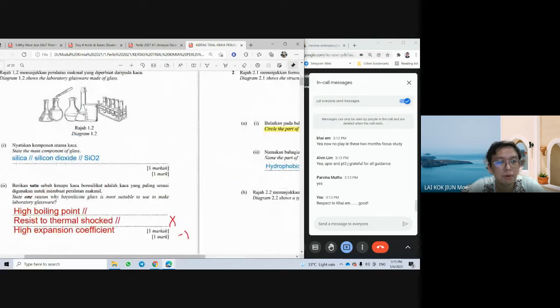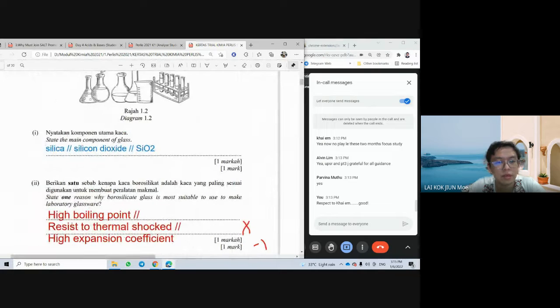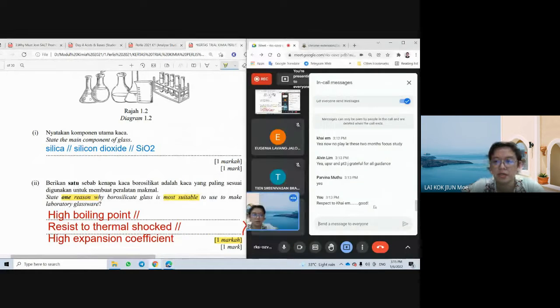Why is borosilicate glass suitable in the lab glassware? Give one reason. But how can I say high boiling point, resist to thermal shock, high expansion coefficient? Why did that get marked? Anything wrong? Try. Anyone can know? From these 3 answers, 1 is wrong. The other 2 can be accepted. I want to score 1 mark, so I cannot give which one answer is wrong. Anyone know? Which one is error?